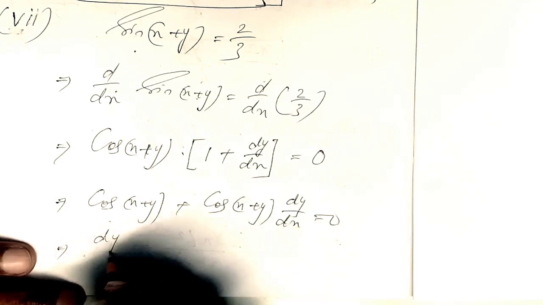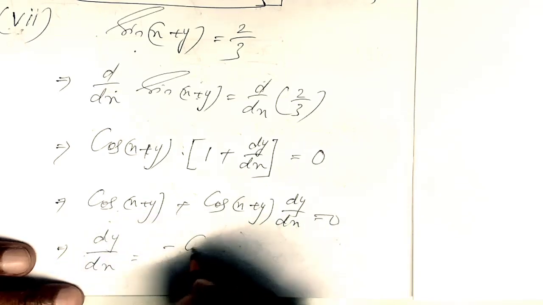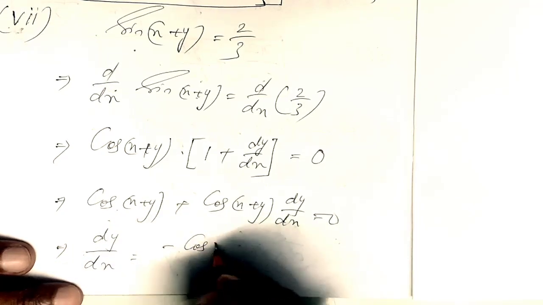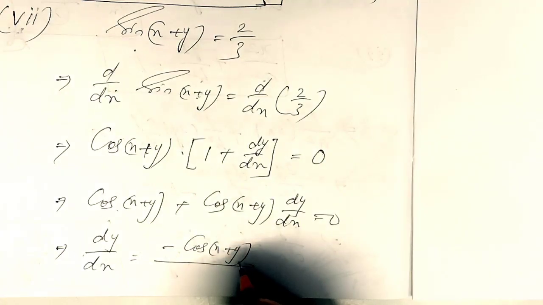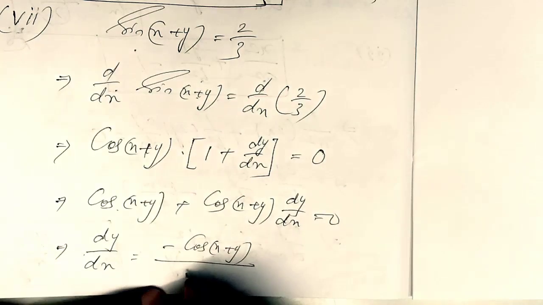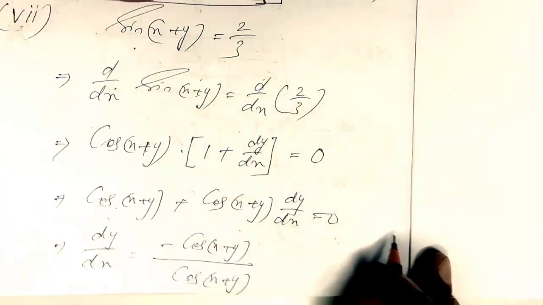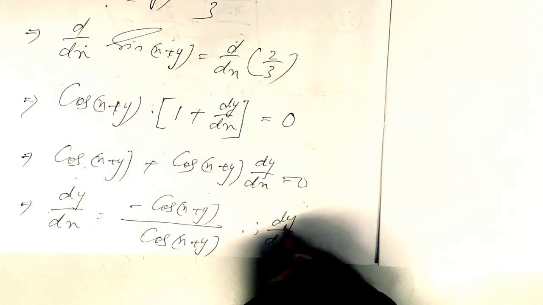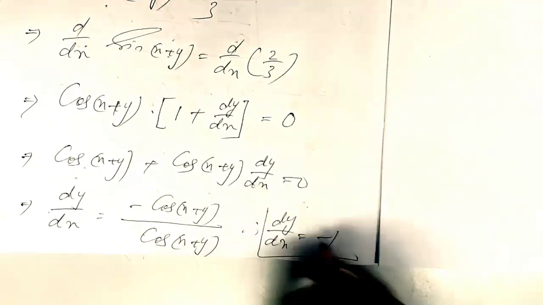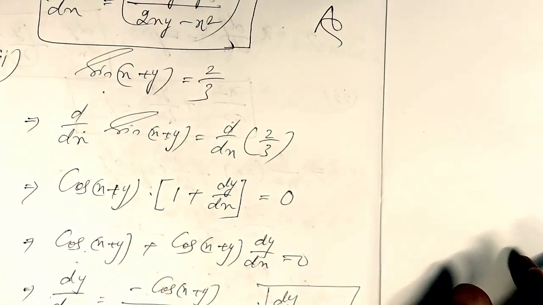dy by dx will be how much? This will go there, that is minus cos(x + y) divided by cos(x + y). Then this will be cancelled out. The final answer is dy by dx equal to how much? Therefore, dy by dx equals minus 1. Okay, I hope you are able to understand the 7th part of number 1.